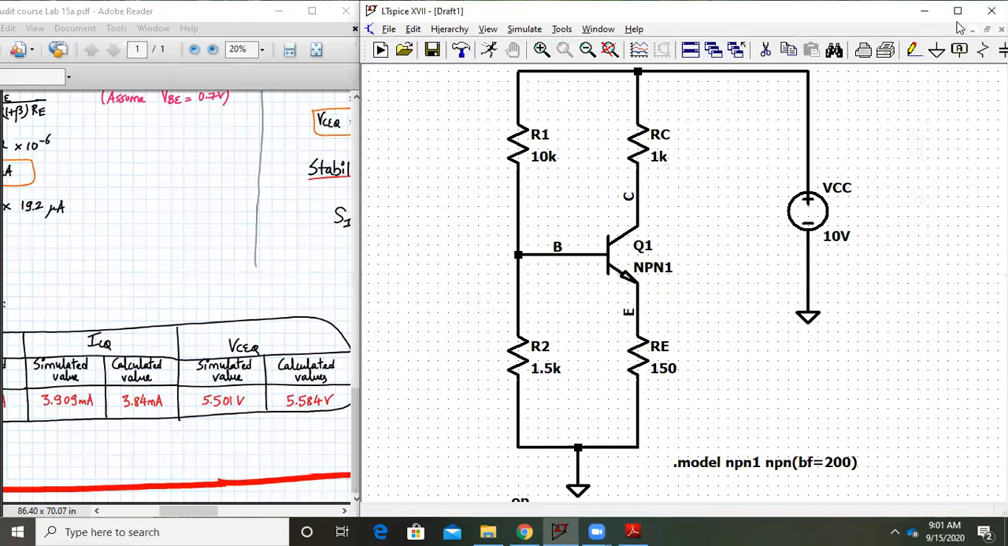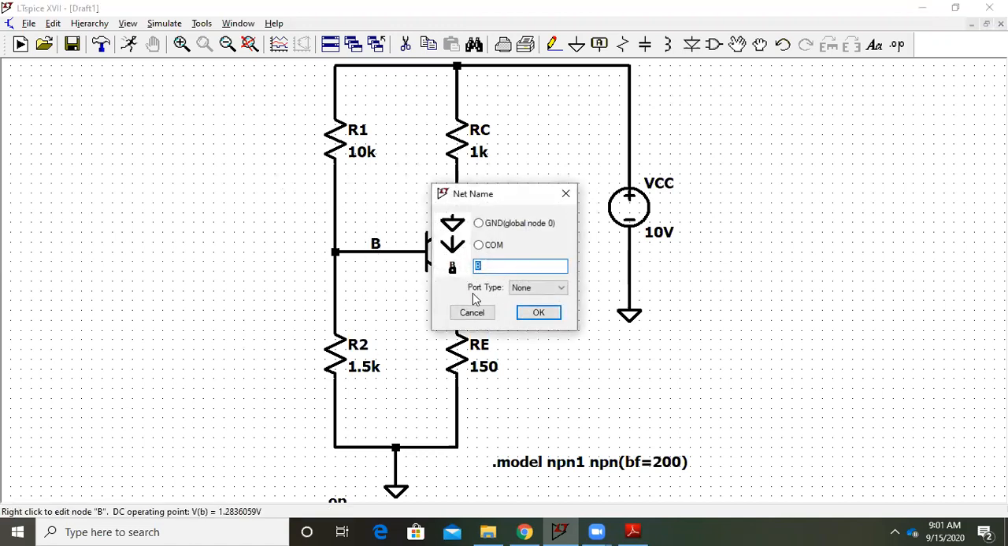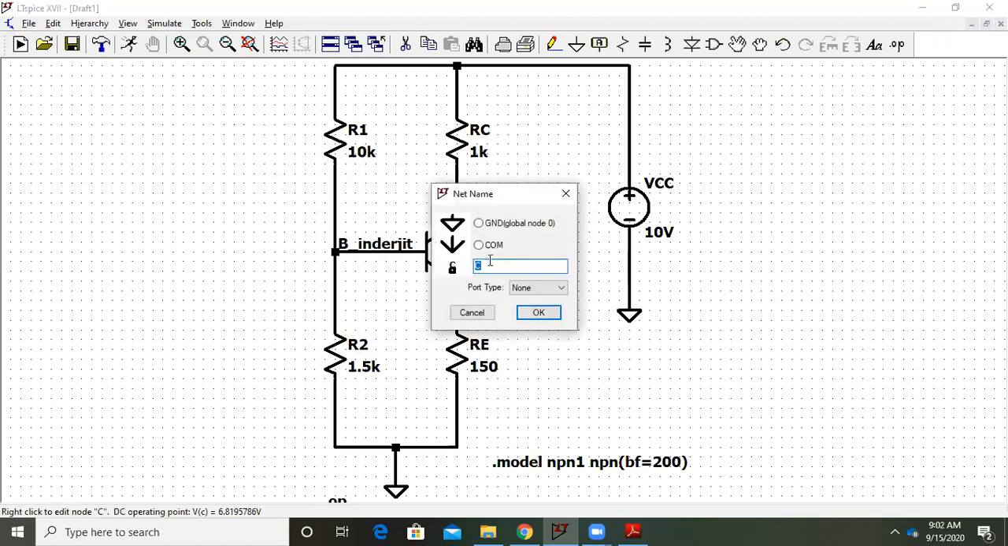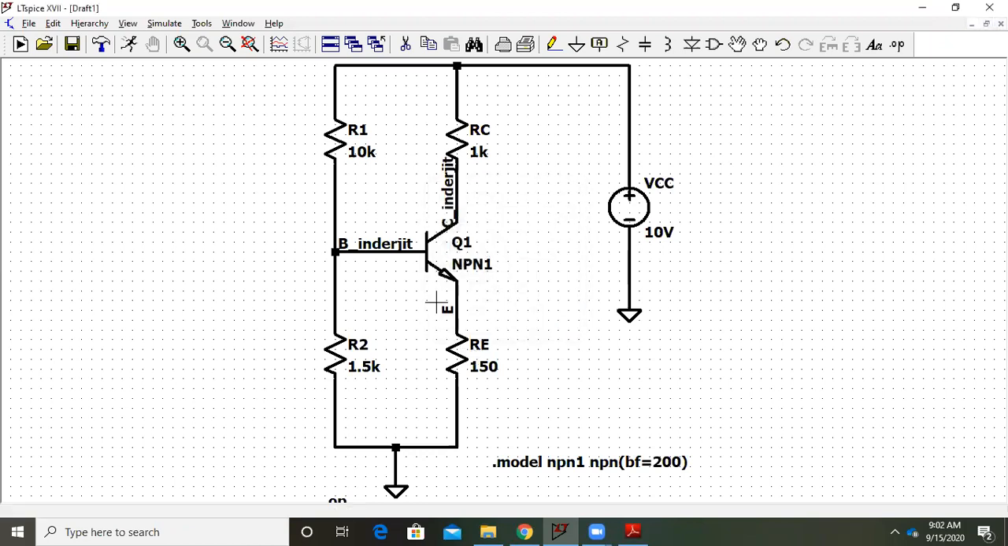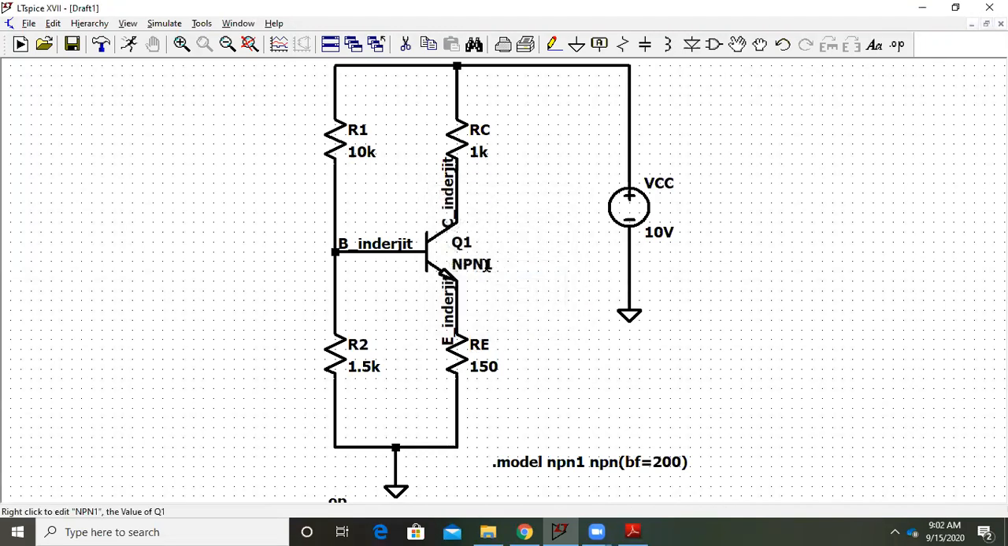So let's say if you want to plot this, if you want to submit this circuit for your assignment, you need to do one thing. You need to label the nodes against your name. So let me label it as this, and this as my name, and again this as underscore my name. So this will make sure that this is my circuit.